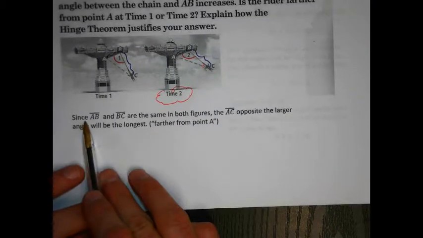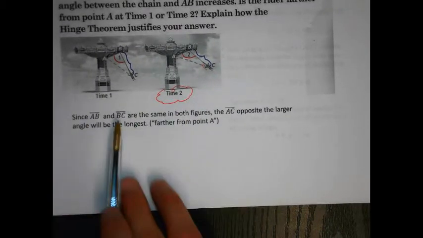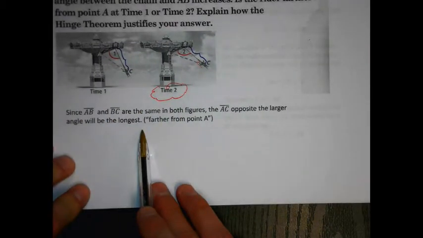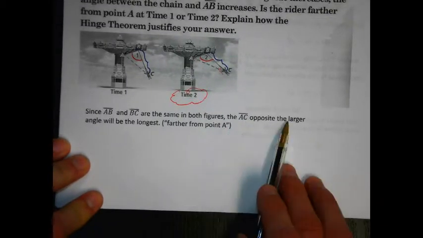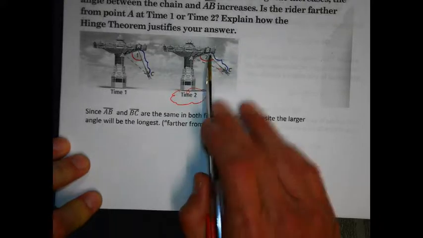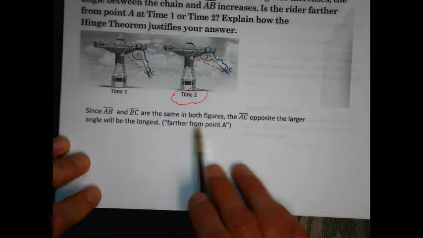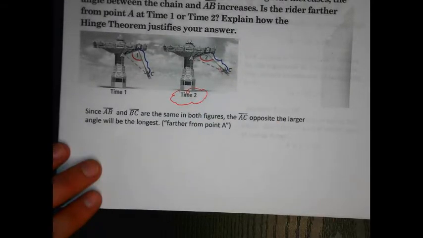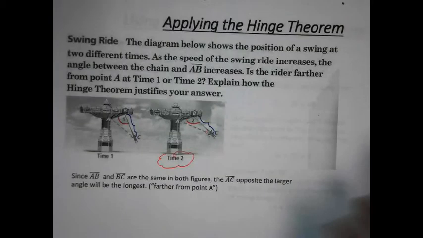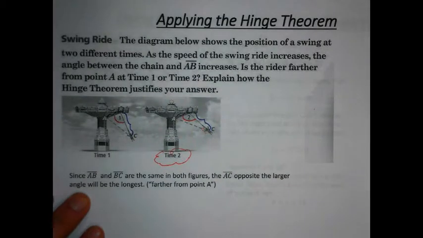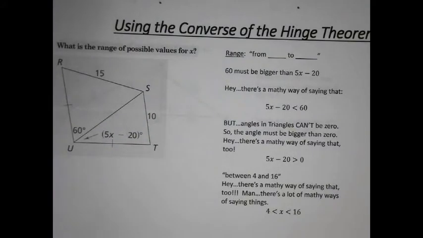So I even have a little thing down here. Since segment AB and BC are the same in both figures, the AC that's opposite the larger angle, which is in this case 2, will be further, the longest, furthest from point A. Okay, so we see how the Hinge theorem works. Logic, right?